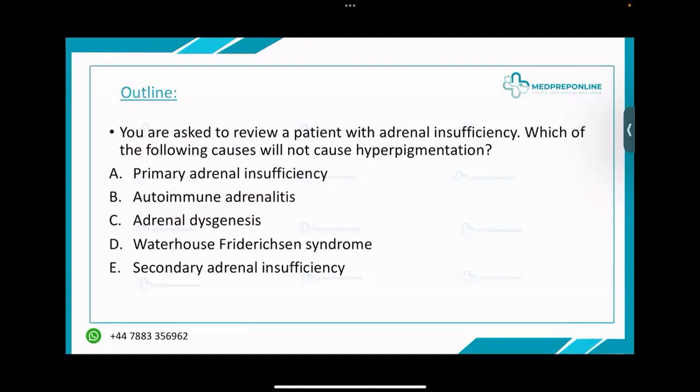Is it C, adrenal dysgenesis? Because there won't be any release of mineralocorticoid. Primary adrenal insufficiency.